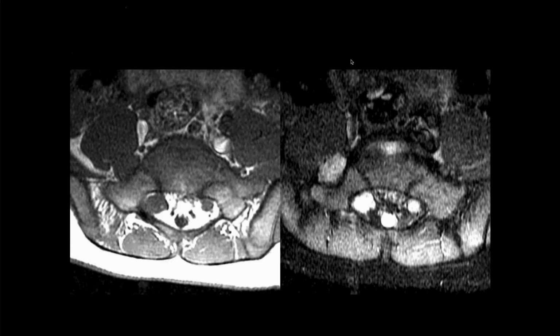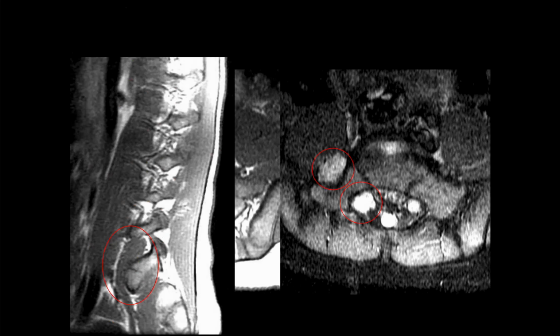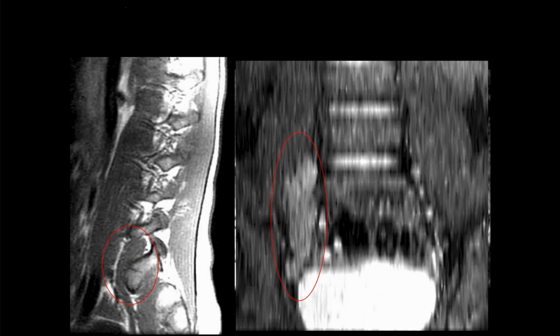So it looks like we're probably at the S1 level. Yes. Those nerve roots look very enlarged. Okay, right. So what can produce enlarged nerve roots? I was thinking maybe Charcot-Marie-Tooth. Yeah.